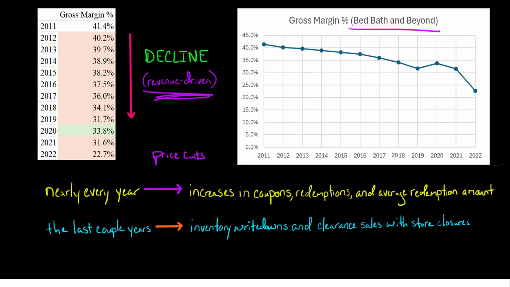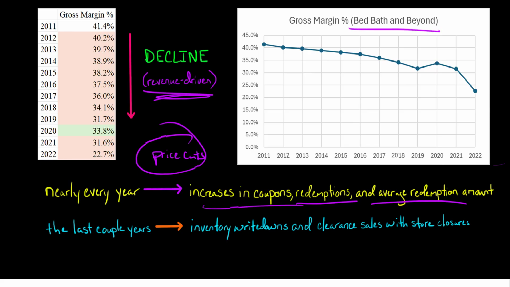There were a few years where they said, now we're doing more online orders, so there was an increase in shipping costs. But pretty much every single year, when I look at the MD&A, it would say an increase in coupons, an increase in redemption coupons, the average redemption amount. They were sending out more and more coupons trying to get people to buy their products. So they're just doing more and more price cuts because of the competition they faced.